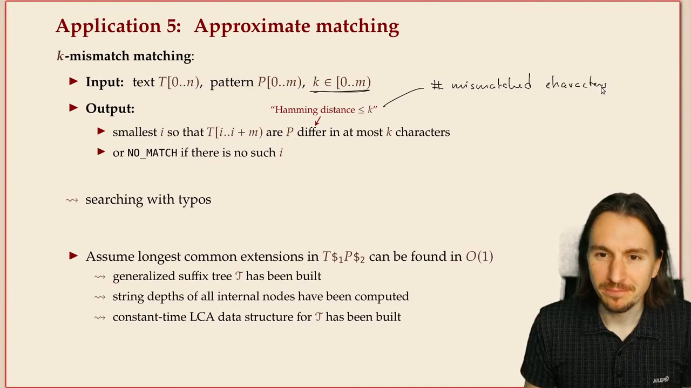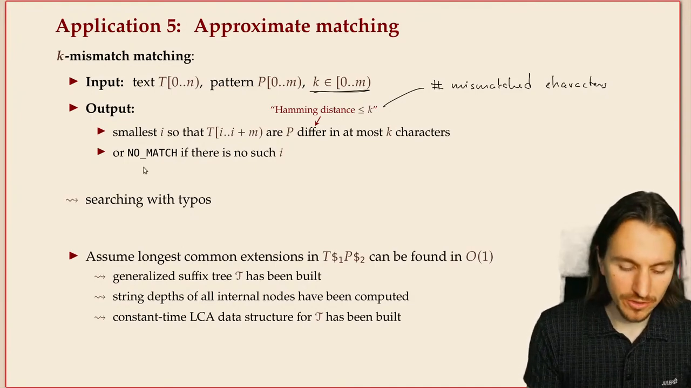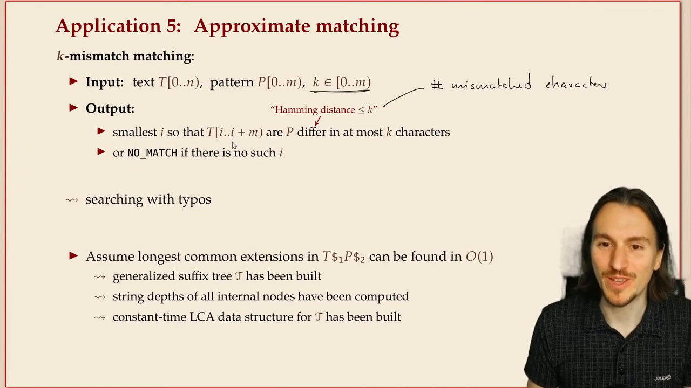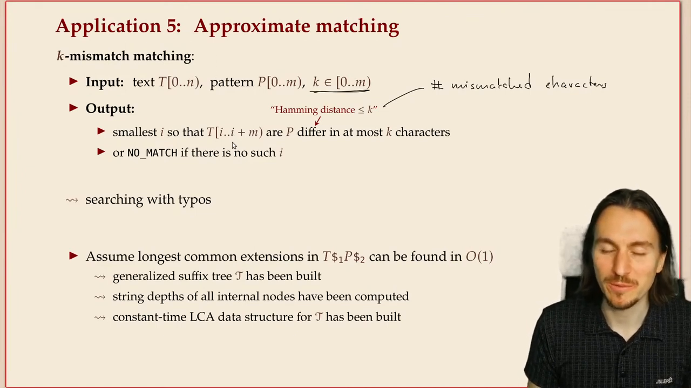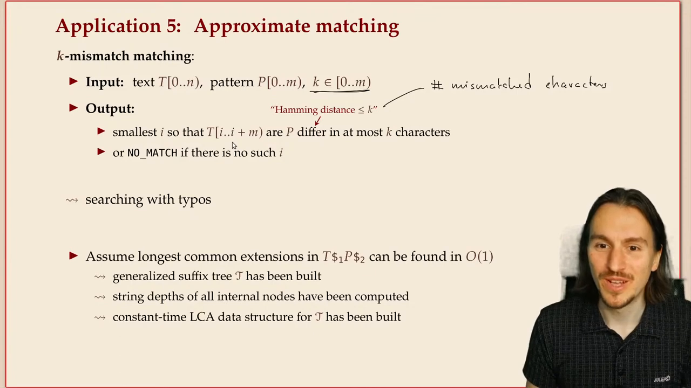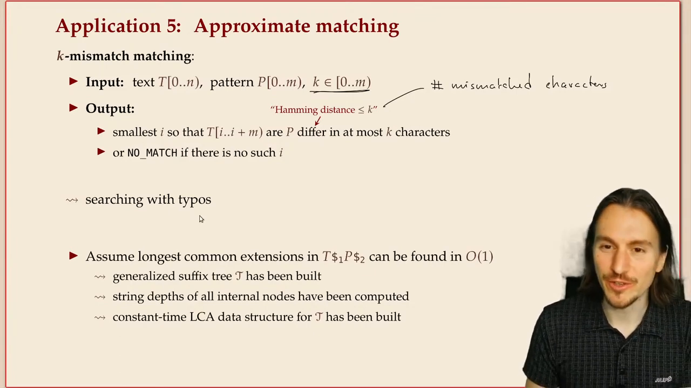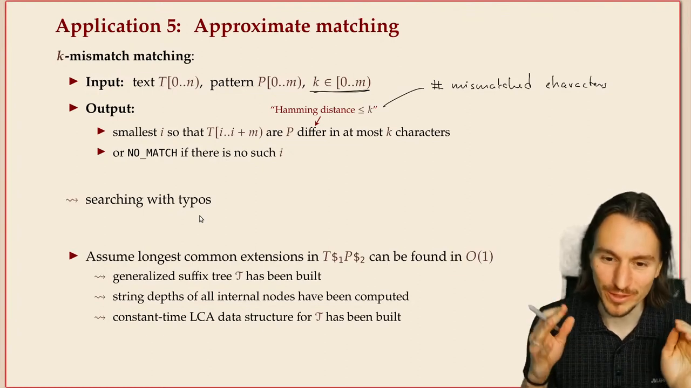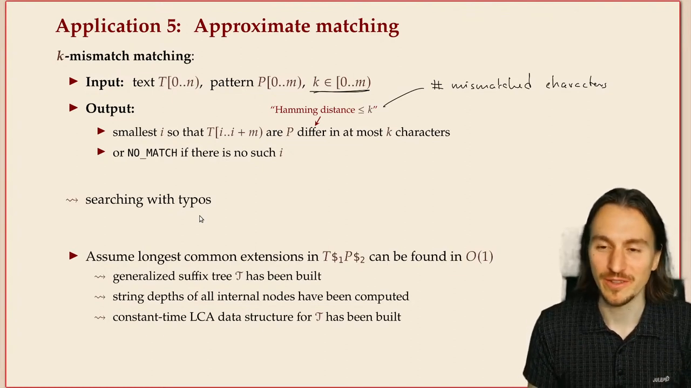If there's no such match, no such position where we can find something within Hamming distance k, then we report no match. Otherwise, we report the first occurrence. So in a sense, it's like searching with typos. You can substitute one letter for another and it will still find the occurrences in the text.